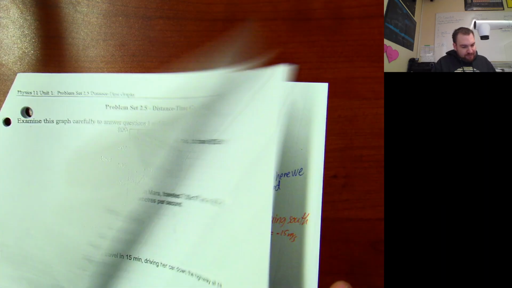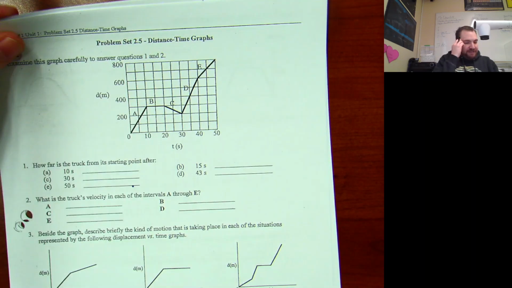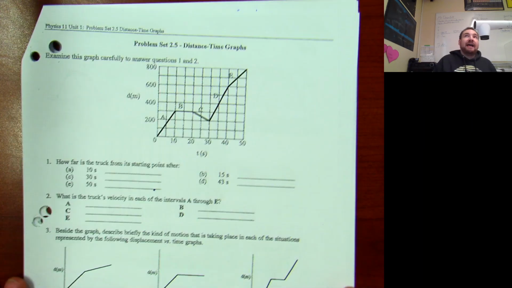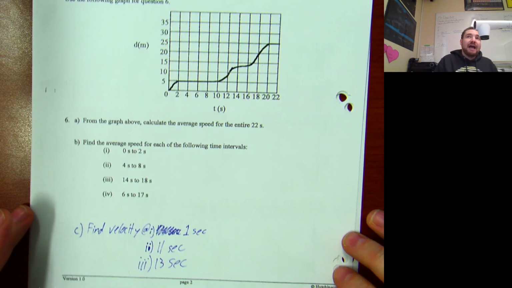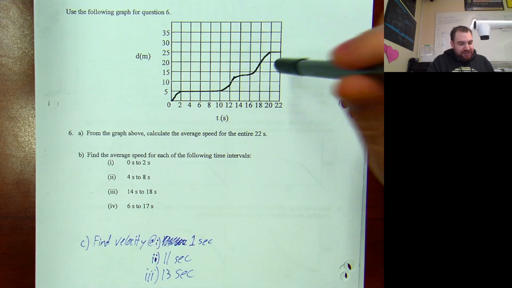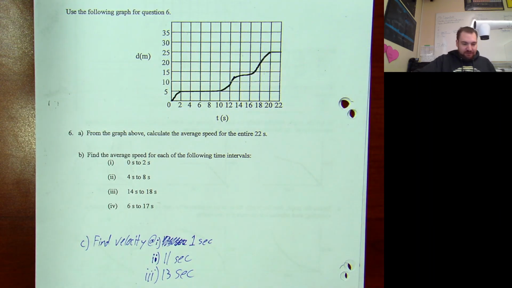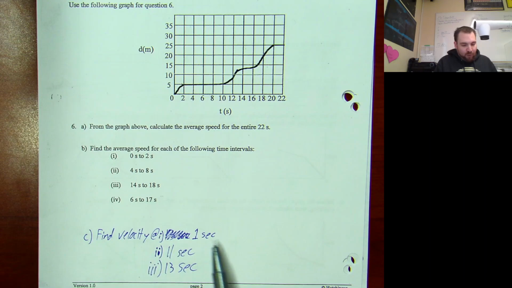So what I want you to do now is I'm going to give you some time to practice this stuff. There's a bunch of questions in here, and you have about 20 minutes to do it. The one thing I want you to add is, flip back here. I added a part C to question 6. Question 6 uses this graph here. For 6, I want you to add C: find velocity at 1 second, 11 seconds, and 13 seconds.